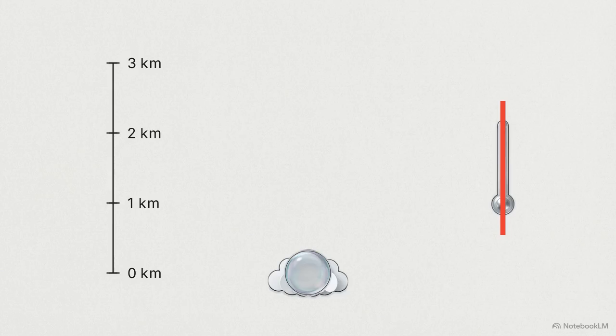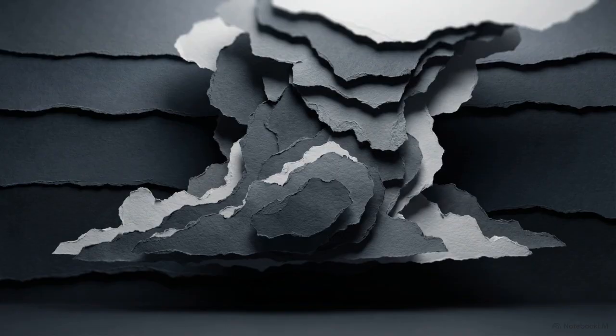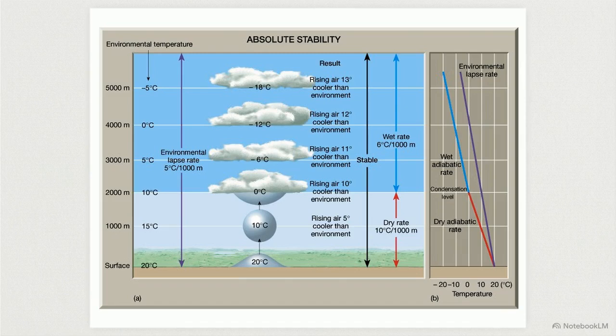The bubble is still cooling down, but this new internal heat slows the temperature drop significantly, reducing it to roughly 6 degrees Celsius per kilometer. This slower pace is the wet adiabatic lapse rate. This graph compares the two paths. The red line charts the rapid cooling of dry air. The blue line charts the much slower cooling of saturated air.